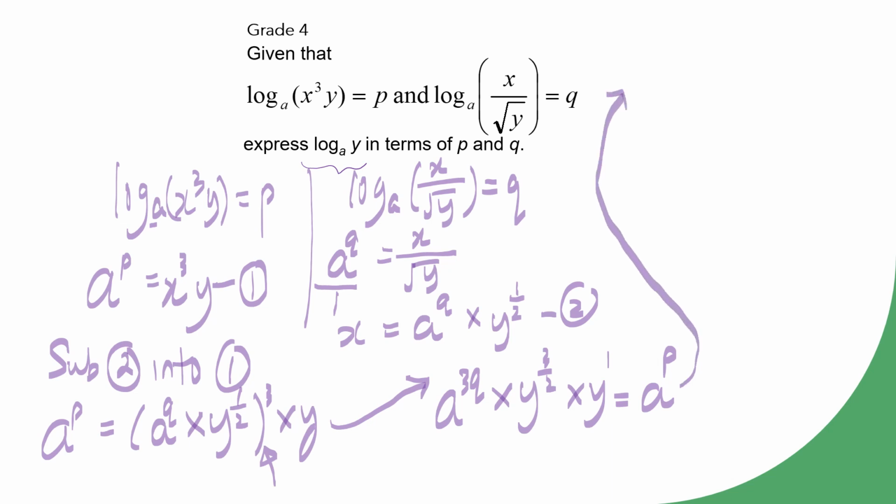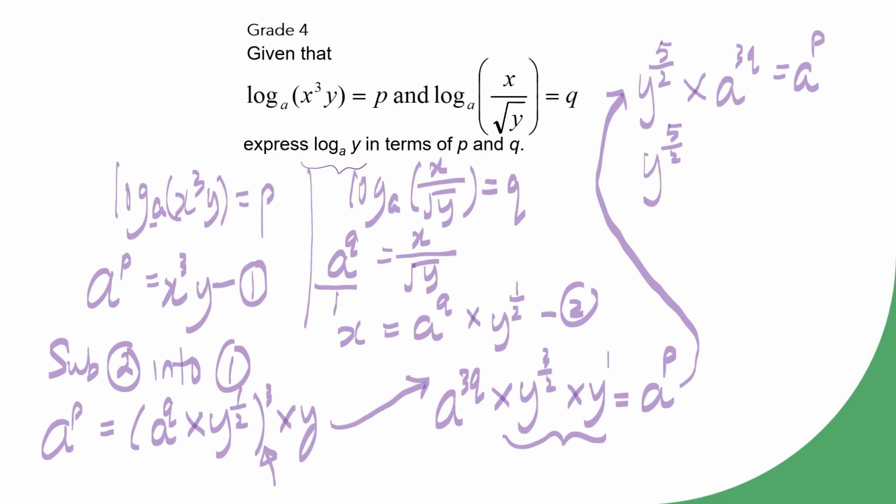Alright, I can group these together because they're the same base and the operation is a multiplication. So that will give me y to the power of 3 over 2 plus 1. 3 over 2 plus 1 will be 5 over 2. Then times a to the power of 3q gives me a to the power of p. So y to the power 5 over 2.